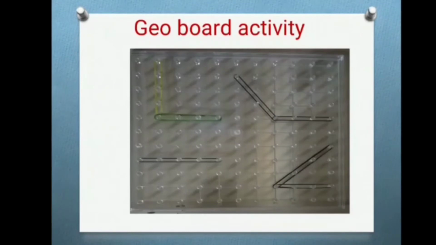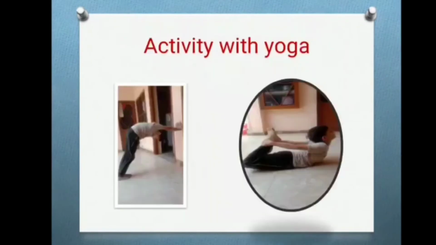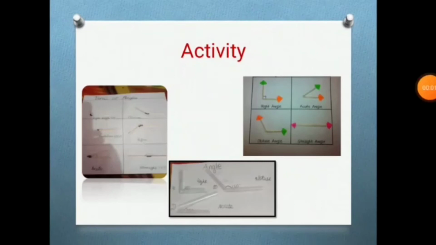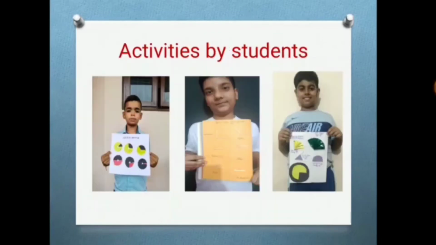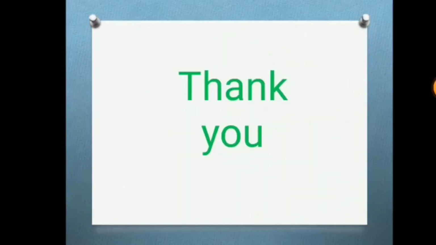This is a geoboard activity where the student makes different types of angles. This is a graph paper activity. Activity with yoga. Students make angles and their types with matchsticks, toothpicks, straws, ice cream sticks. These are the activities made by students. Now this is the worksheet and some of the worksheet is related to real life objects where the student identifies the angles. Thank you.